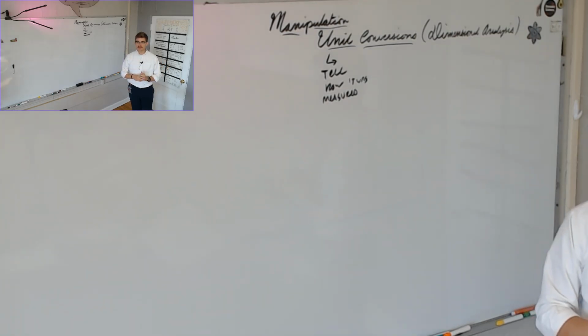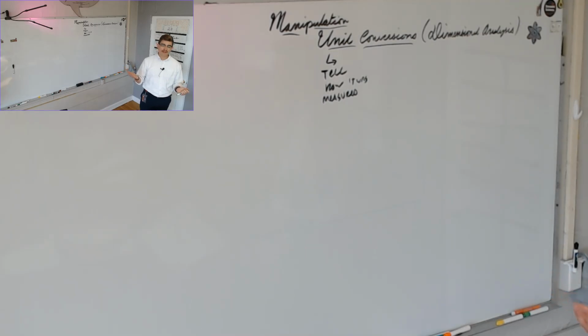If I say that window is 3, what does that mean? 3 what? We don't know. Maybe it's 3 panes, maybe it's 3 meters tall. It just doesn't mean anything. Do you see what I'm saying?